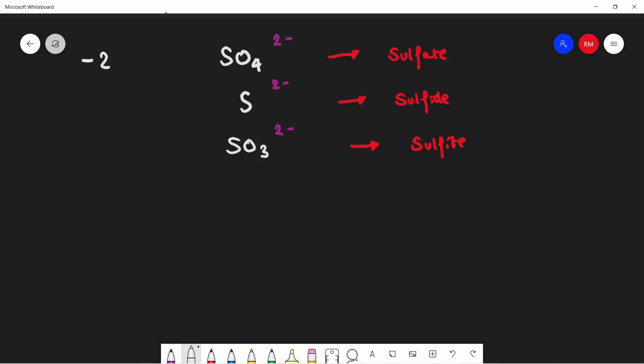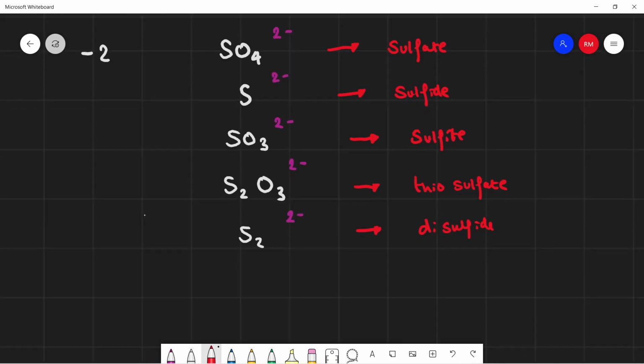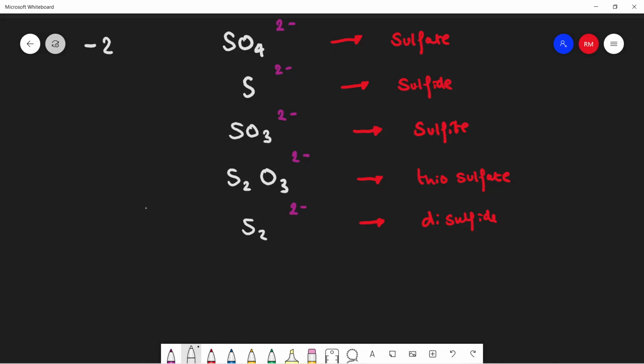Next to look at is going to be our S2O3 2 minus ion, and this is called thiosulfate. Obviously we could have our S2 2 minus ion, and this would be called just disulfide. The next 2 minus ion I'm going to look at here is our carbonate ion, CO3 2 minus. It's just a simple carbonate ion I did mention previously. Carbonate.